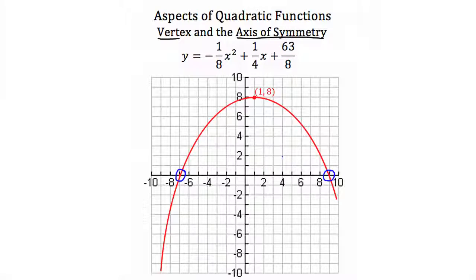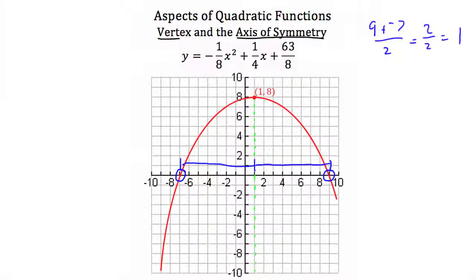What's halfway between -7 and +9? Well, we can take 9 and add -7 to it and divide it in 2. 9 plus -7 is 2, divided by 2, so that would be 1. So halfway between -7 and +9 is 1. Well, notice that our vertex has an x-coordinate of 1. So the vertex is halfway between our zeros.